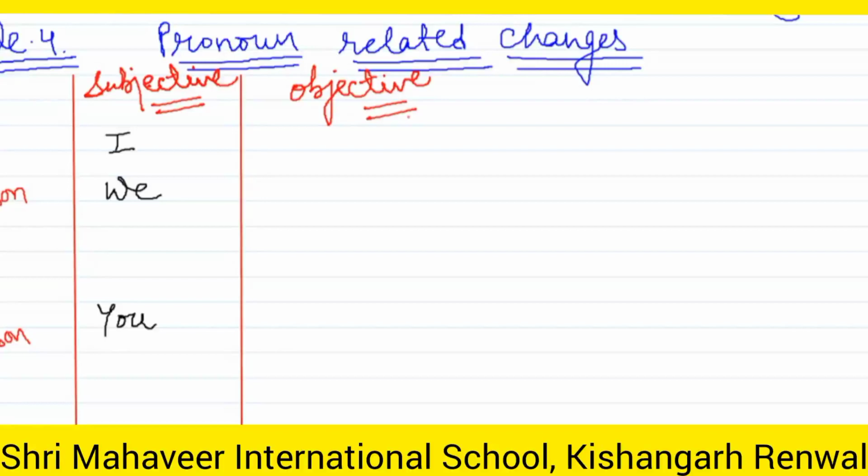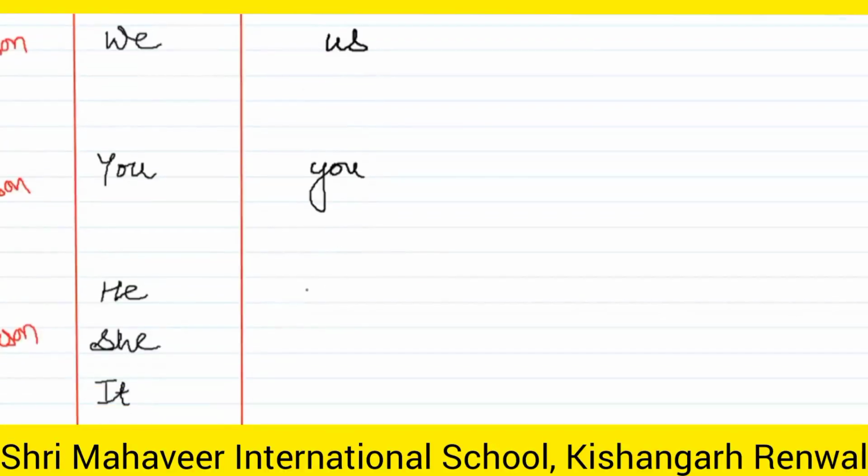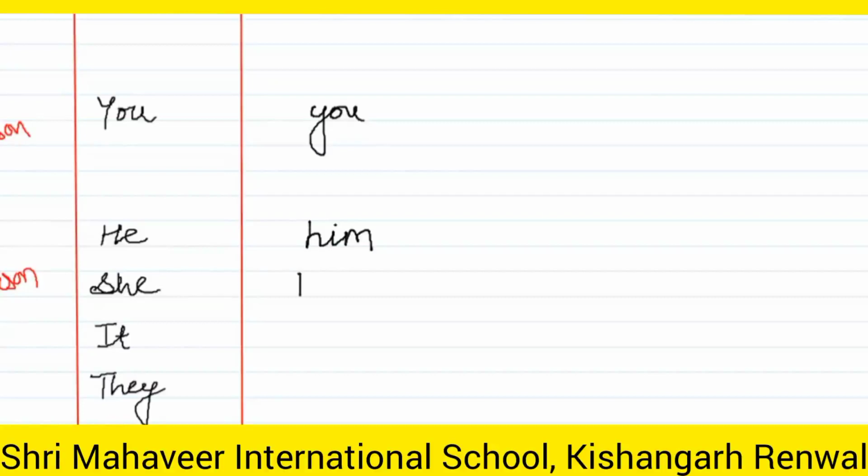Let's take an example. Ram helped me. Now Ram is the subject, helped is the verb, me is the object. It means me is an objective pronoun. The objective pronoun of I is me. Let's continue with the same example. Ram helped us. Ram helped you. Ram helped him. Ram helped her. Ram helped it, and Ram helped them.